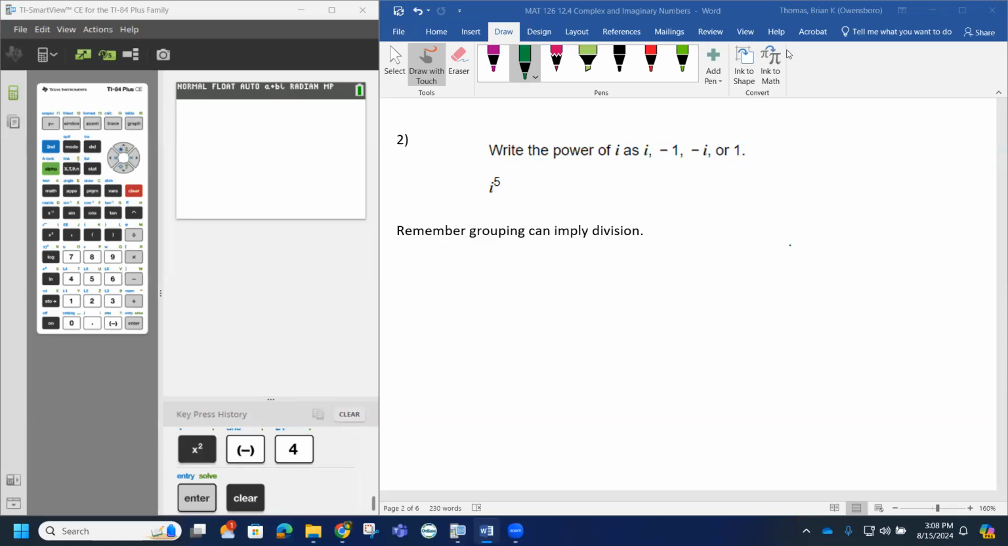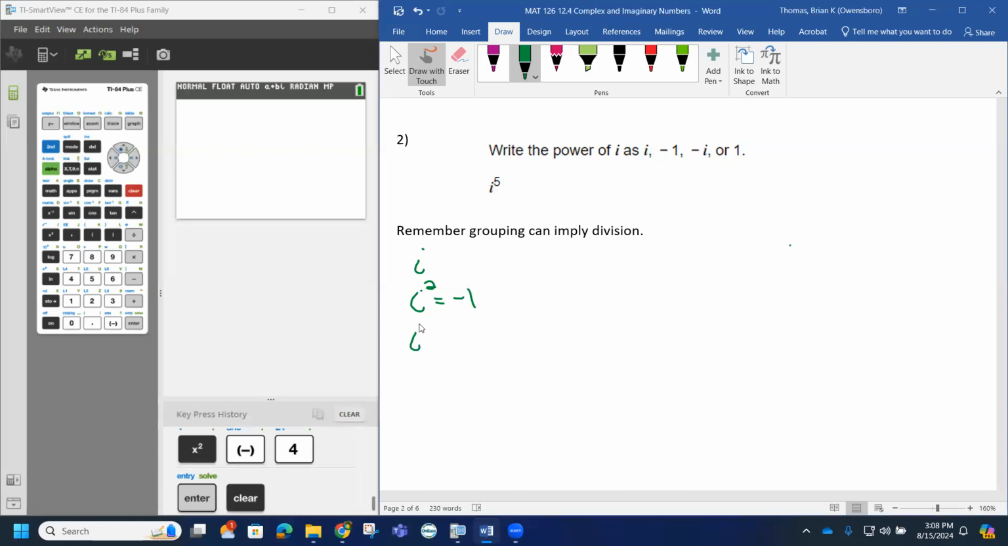So as we move into imaginary numbers, this question says, write the power of i as i, -1, -i, or 1. One thing to pick up on in math is that there are some patterns we can pick up on here. And i is i, but by definition, i squared represents a -1.